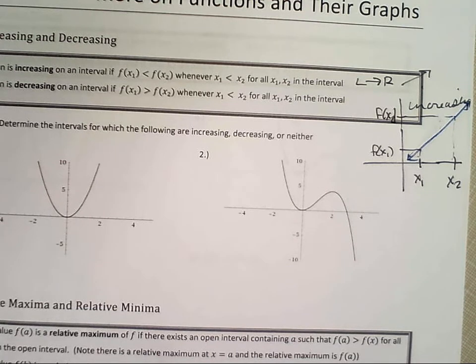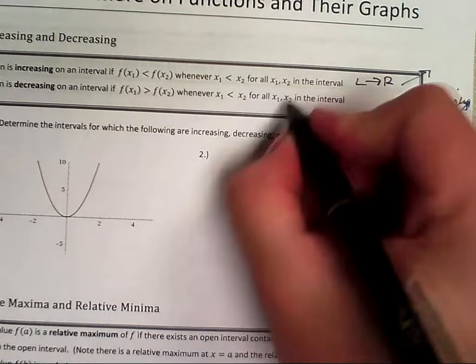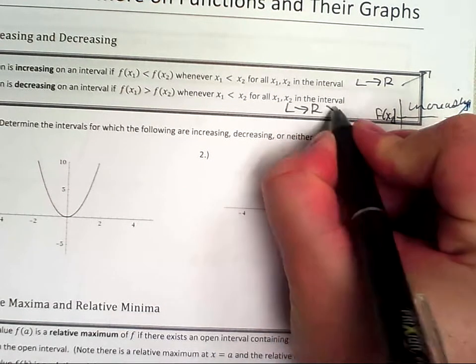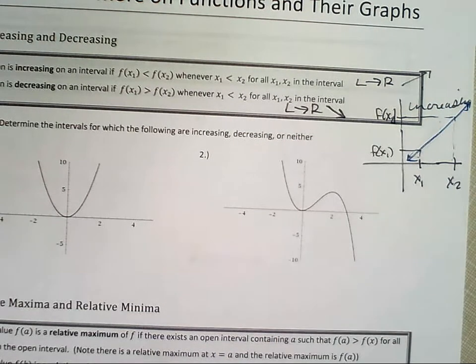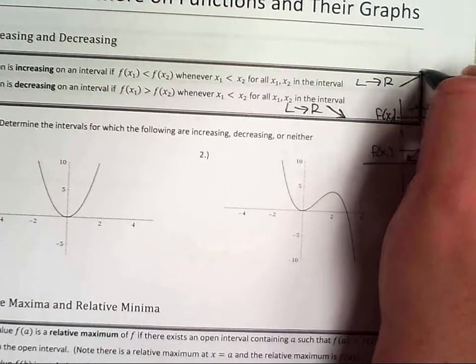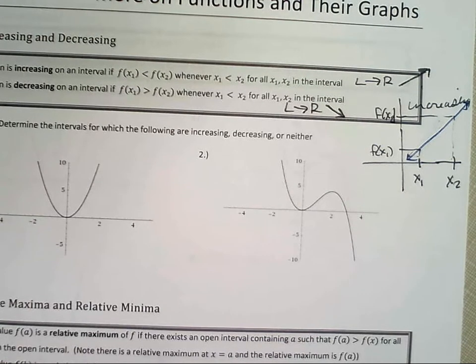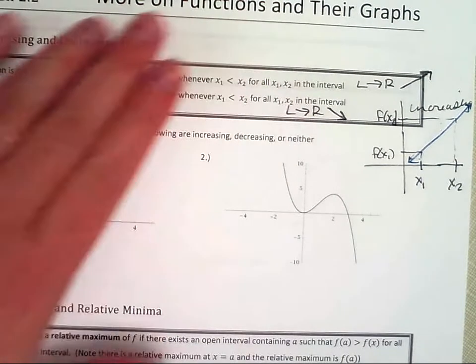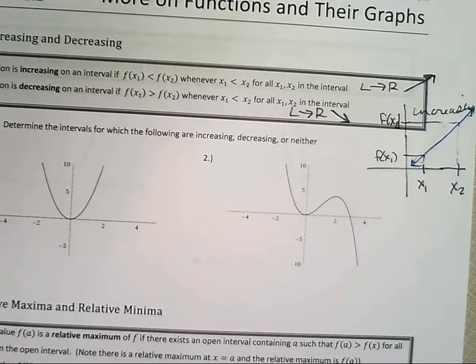So for decreasing, it means if I'm reading left to right, I'm going down, right? We're going to read a graph like we would read a book. Increasing means left to right, I'm going up. Decreasing means left to right, I'm going down. Okay? Putting all this in easy to remember stuff.